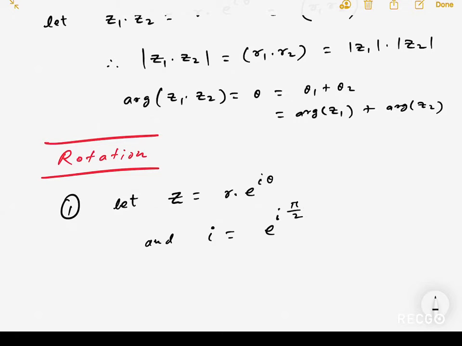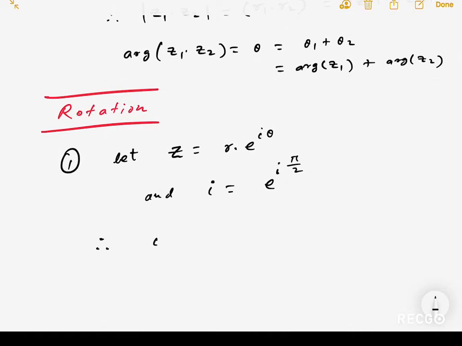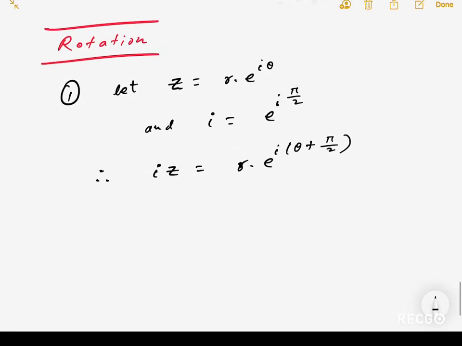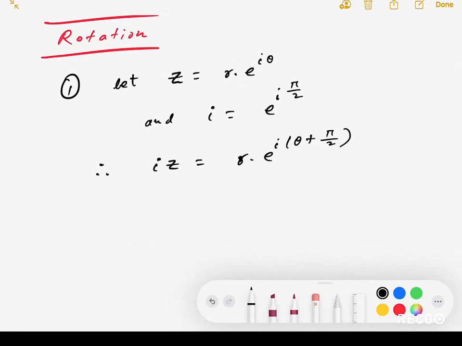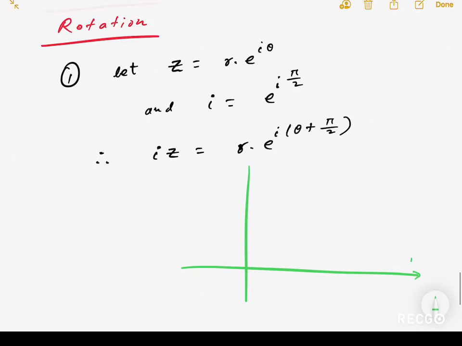So if I multiply these two complex numbers together, iota and z, I am getting iota into z is equal to r into e to the power iota, taking iota common, (theta plus pi by 2). Which means that the new complex number, iota into z, has the same magnitude or same modulus as the complex number z, but the argument of the new complex number iota z is increased by an angle pi by 2. Which means that if I assume, let's say, that this is the real axis and this is the imaginary axis.